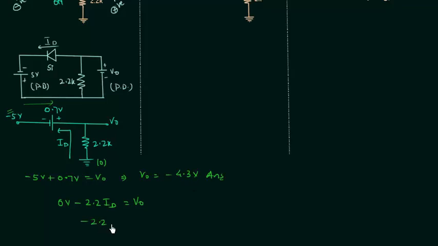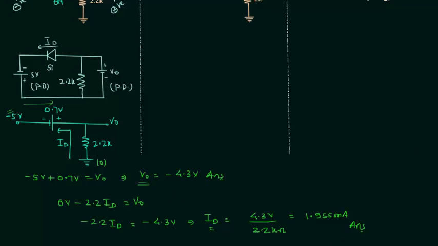So we have 2.2 ID equal to minus 4.3 volts, or ID is simply equal to 4.3 volts divided by 2.2 kilo ohms, and this is equal to 1.955 milliamps. This is the answer. So the two values that we had to calculate in this problem were V naught and ID, and we have easily calculated them using the potential at points.